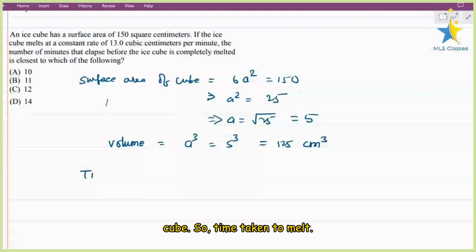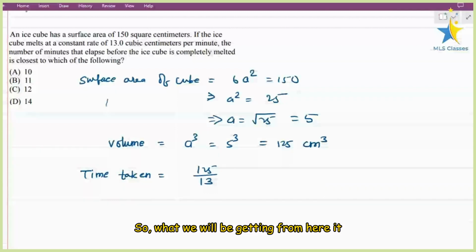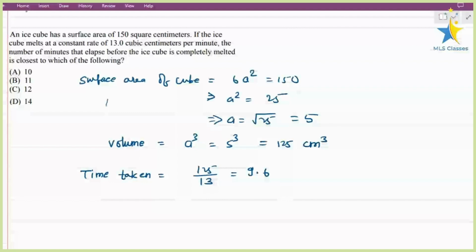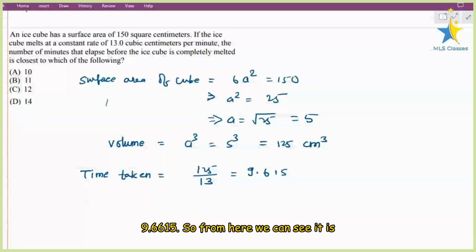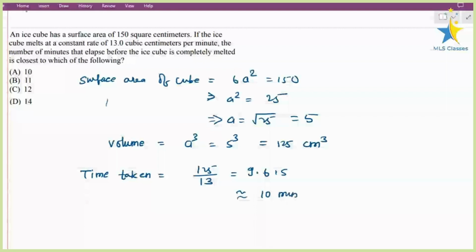So the time taken to melt completely will be equal to 125 divided by 13. It is asking for the closest value. So 125 divided by 13, we will get 9.615. So from here we can say it is closest to 10 minutes. So the answer will be option A.